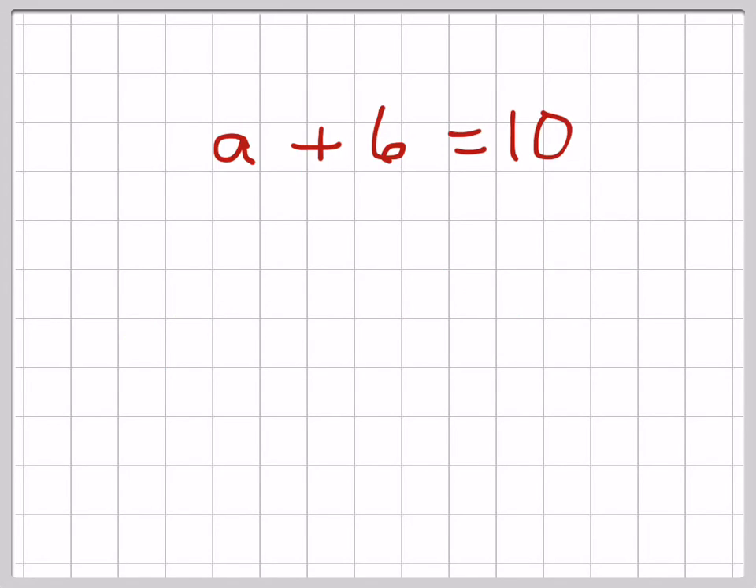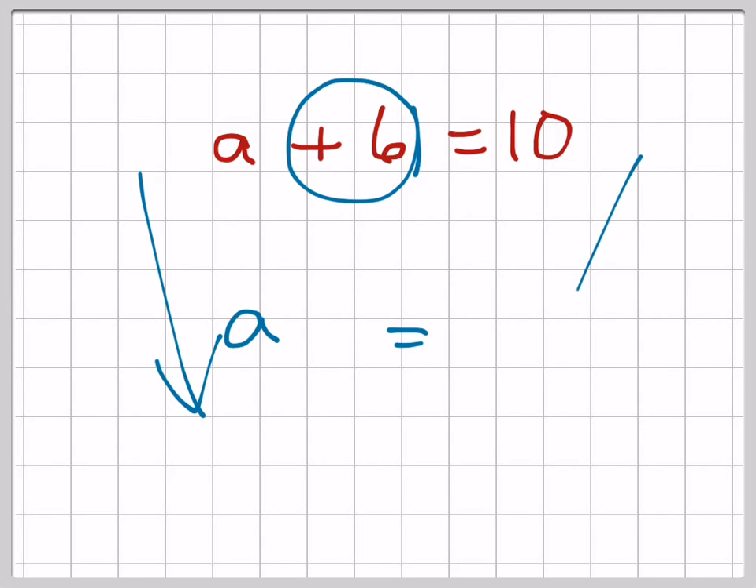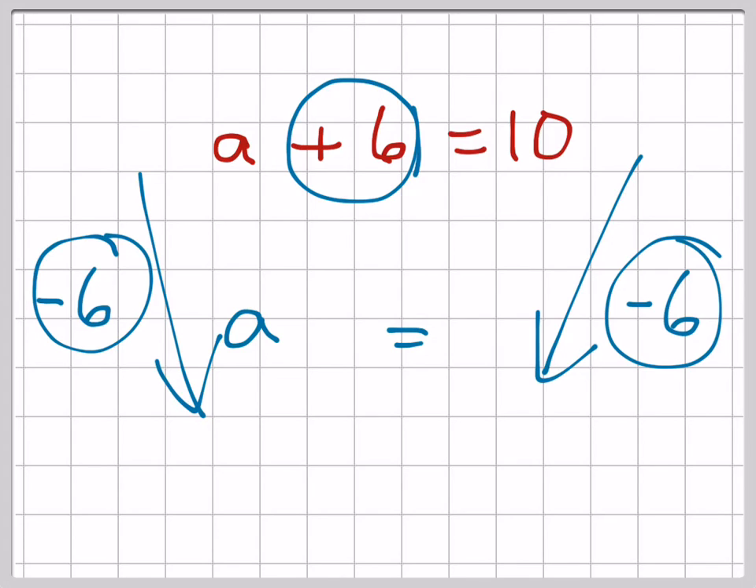Another example, A plus 6 equals 10. So we need A equals as our answer. Let's get rid of this bit here. Arrows down the side. Instead of plus 6, the inverse is take 6, on both sides. We get A on the left. 10 take 6 is 4, so A is 4.